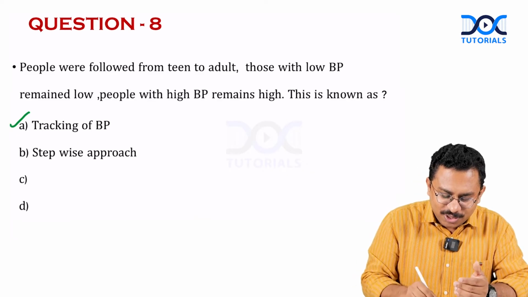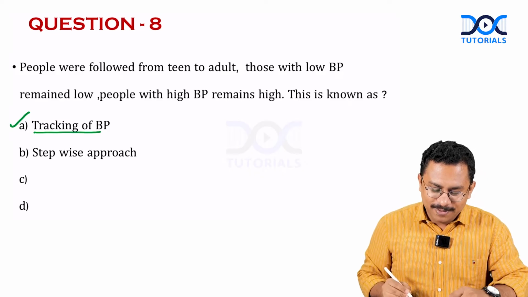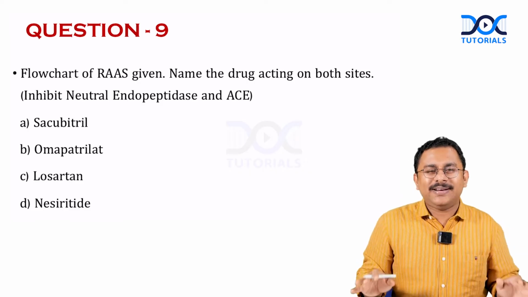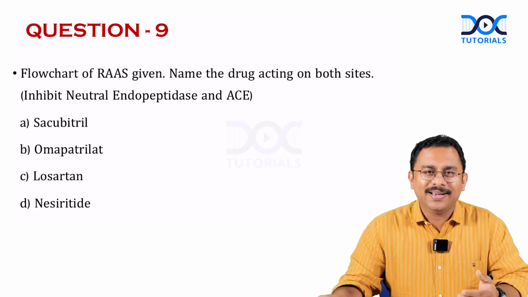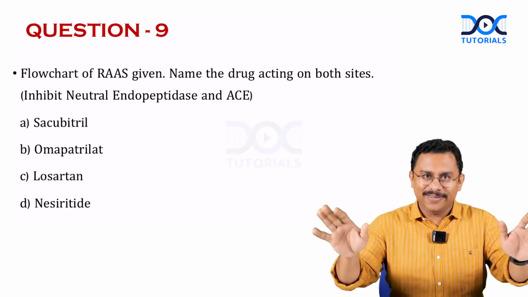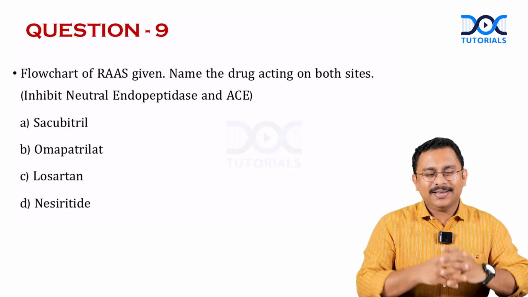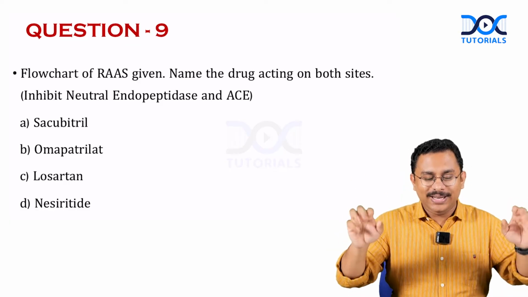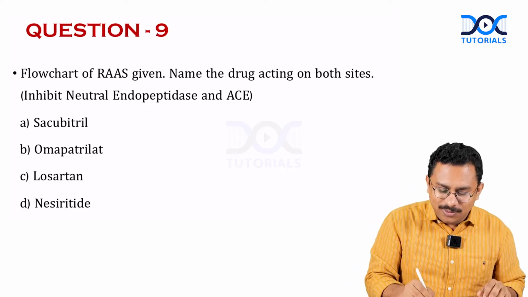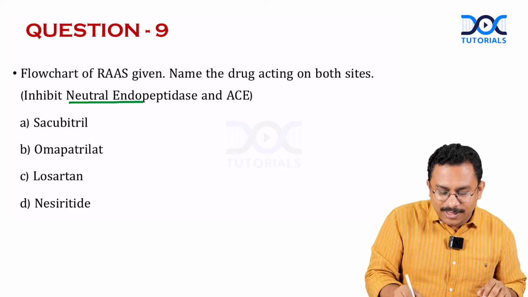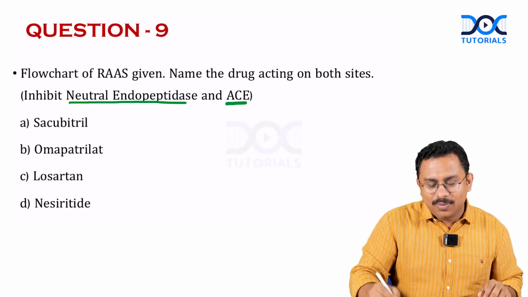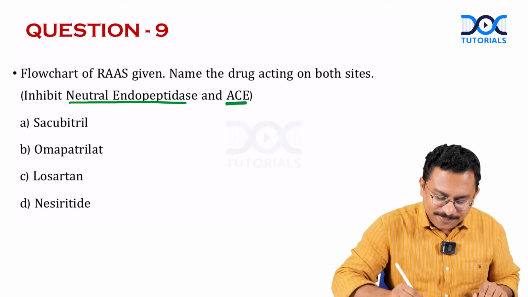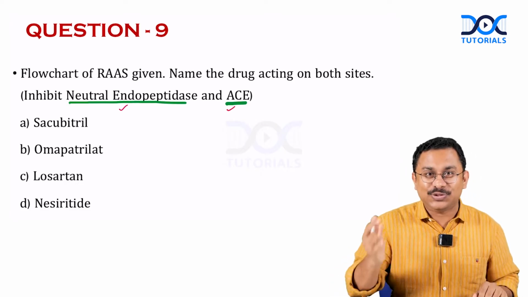This is again a factual question. Tracking of BP. Moving on to question number 9. A flowchart of the renin angiotensin aldosterone system was given in the actual question, and they asked to name the drug acting on 2 sites. In that flowchart, one site was neutral endopeptidase, and the second was angiotensin converting enzyme. So what is the drug that targets these 2 sites?